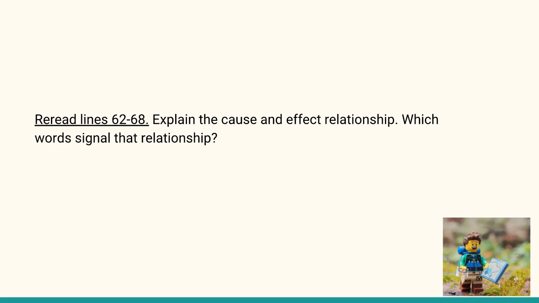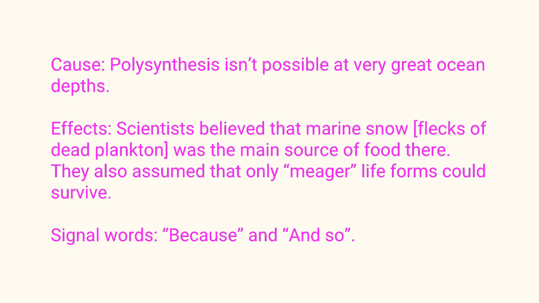Reread lines 62 through 68. Explain the cause and effect relationship. Which words signal that relationship? Pause while you think. Cause: Photosynthesis isn't possible at very great ocean depths. Effects: Scientists believed that marine snow, flecks of dead plankton, was the main source of food there. They also assumed that only meager life forms could survive. The signal words are because and so.